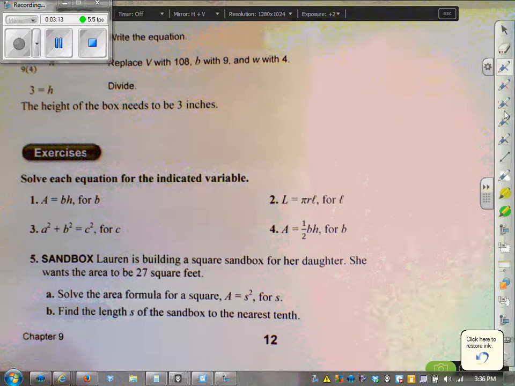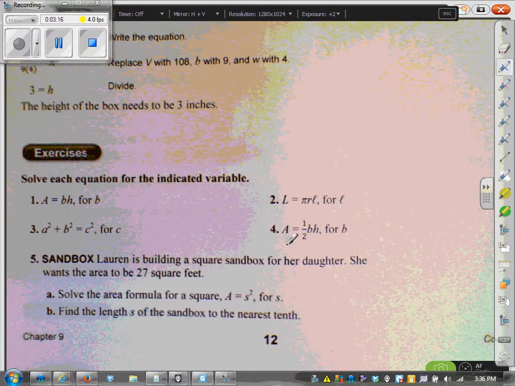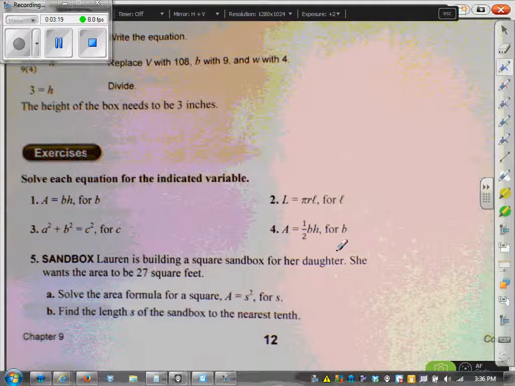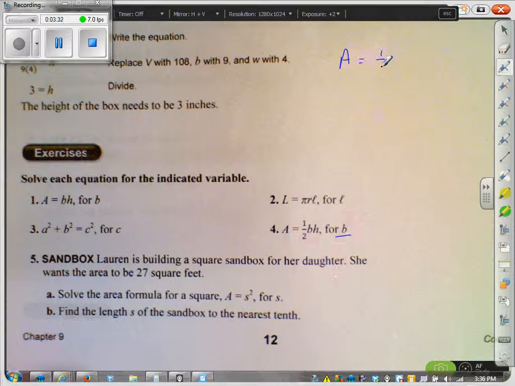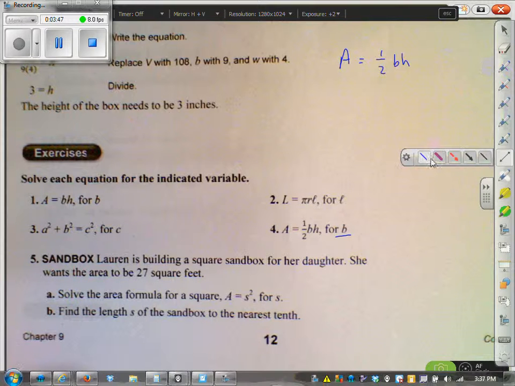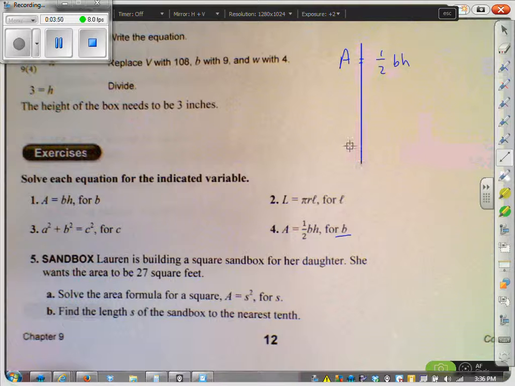So I'm just giving you a hint on how to do this. Another kind of tricky one, not because it's hard, but just because we don't remember what to do, is this one. We have A equals 1/2 base times height. This is the area of a triangle, and they want us to solve for b. We want to get b all by itself. So we go through the same steps. We write it down and say, what's my goal? My goal is to get b all by itself. So what's happening to b? This time it's being multiplied by h and 1/2.